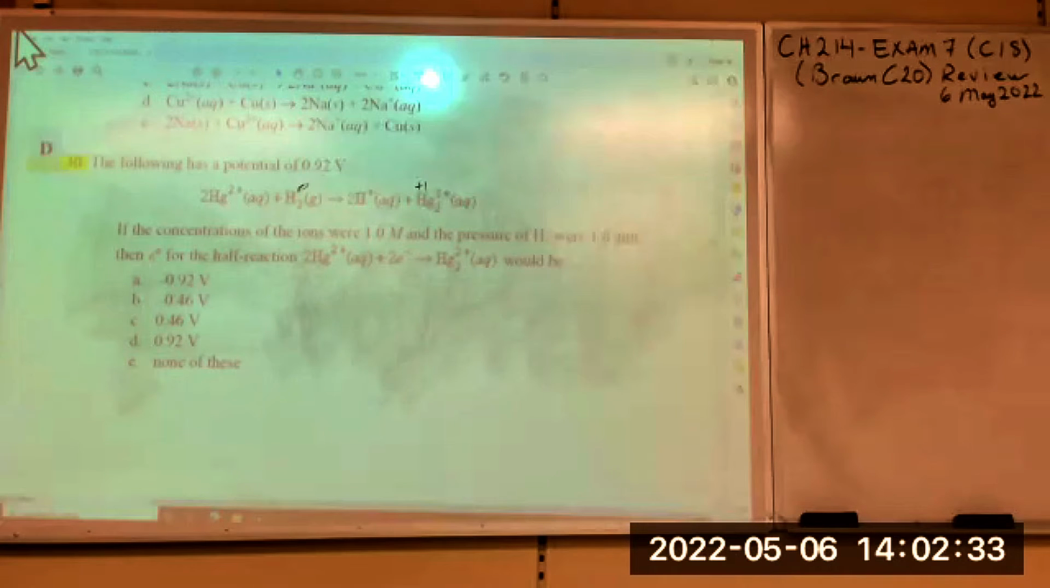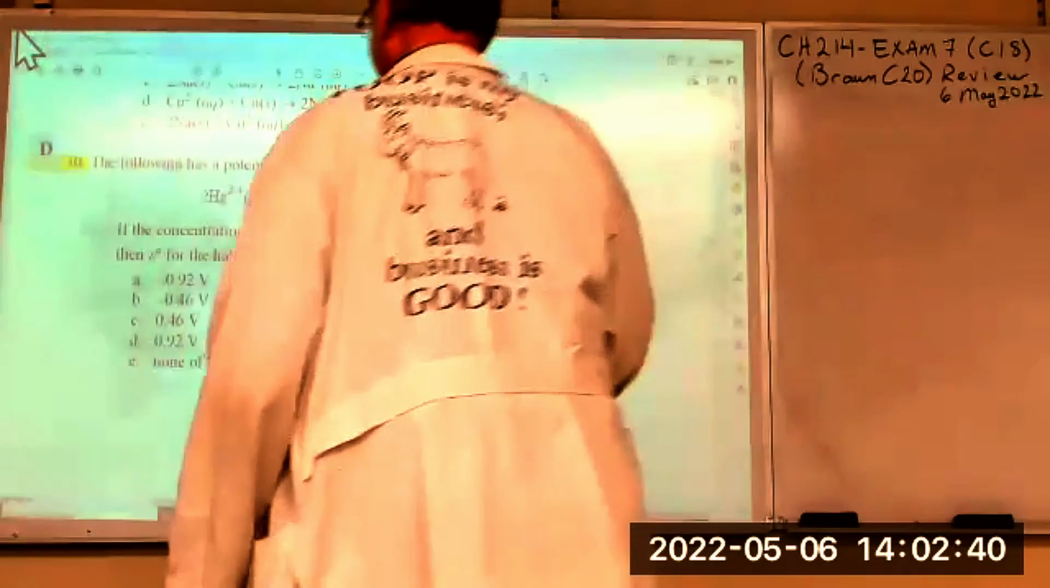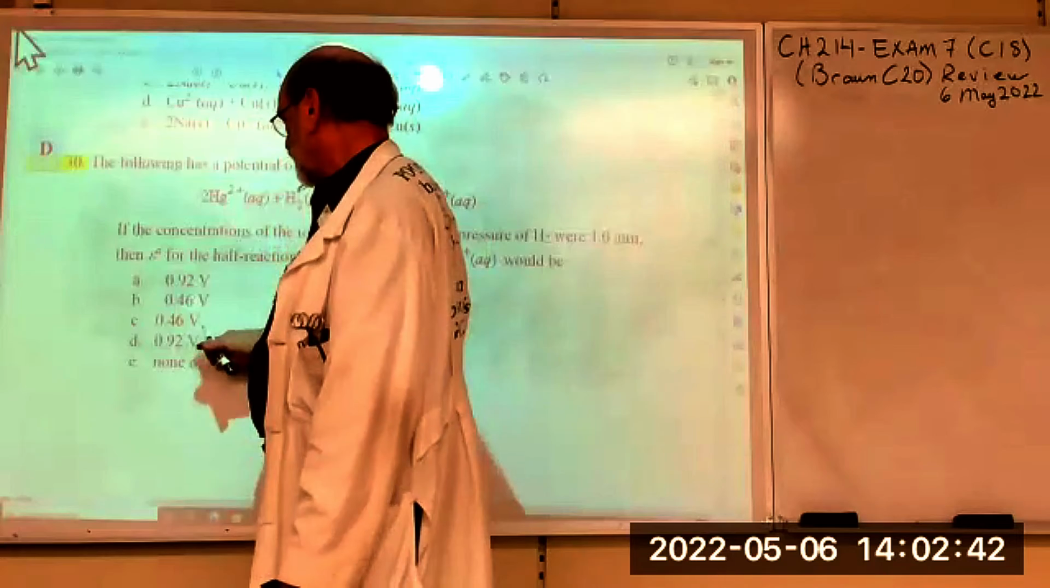Oh, it was parallax error. I was reading the one for silver, 0.91. That's right. Okay, so the best answer would be 0.92.